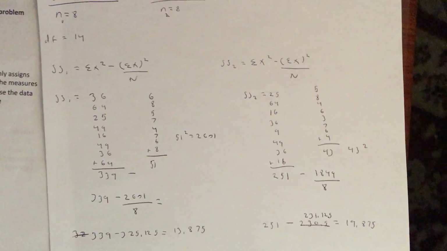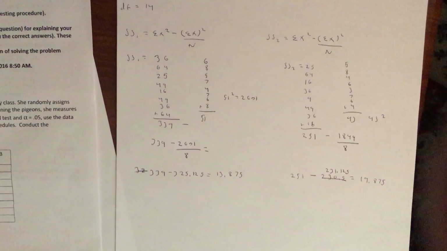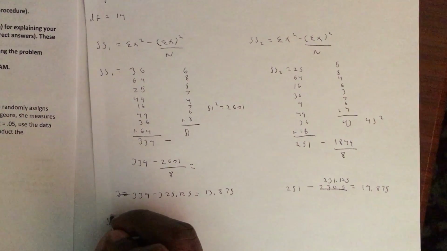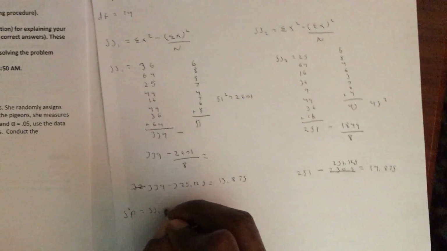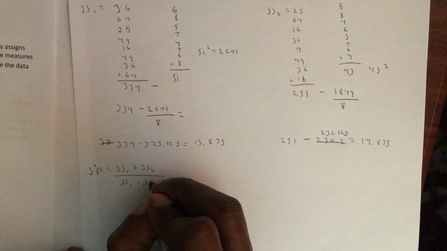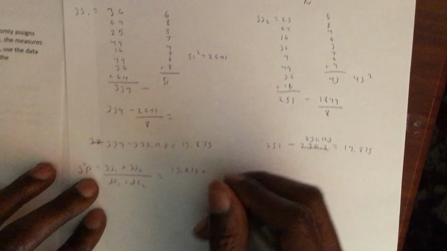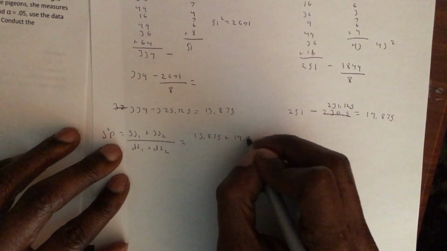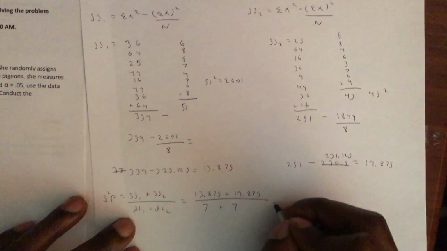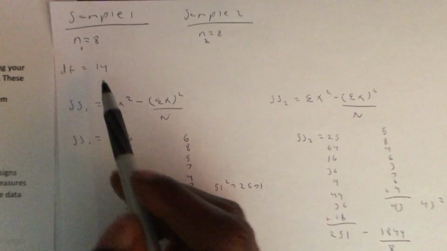Our next step will be to calculate the pooled variance. The formula for that is SP squared equals SS1 plus SS2 over df1 plus df2. Our sum of squares 1 is 13.875 plus our sum of squares 2, which is 19.875, over the df of 1, 7, plus the df of 2, which is 7, which gives us back our 14 that we had earlier for the df of 14.